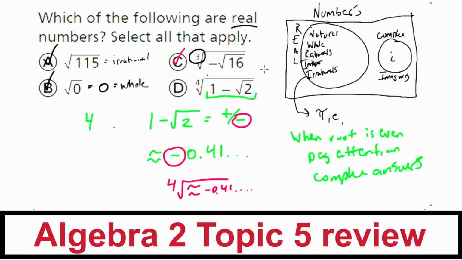And therefore, A, B, and C are all real numbers. A and B, very nice, easy, and to the point. C, you have to keep in mind that this negative is not under the even radical. So it's still going to be a real solution here. And it's okay to have an odd root with a negative under the radical.